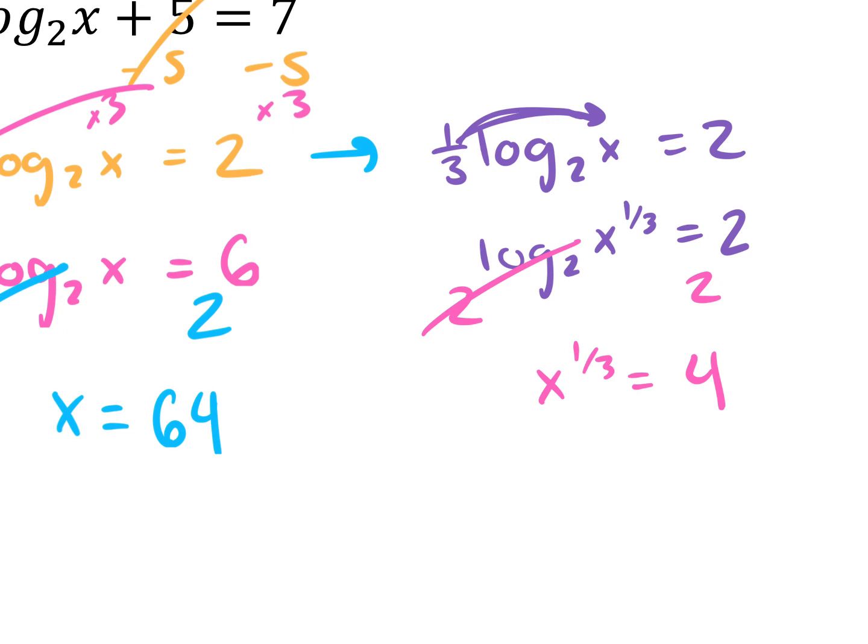And then how can I get rid of that 1/3? Cube it. I would cube both sides. So raise this to the 3rd power and this to the 3rd power. So those cancel. So x is equal to 4 to the 3rd power, which is 64. So they both work.